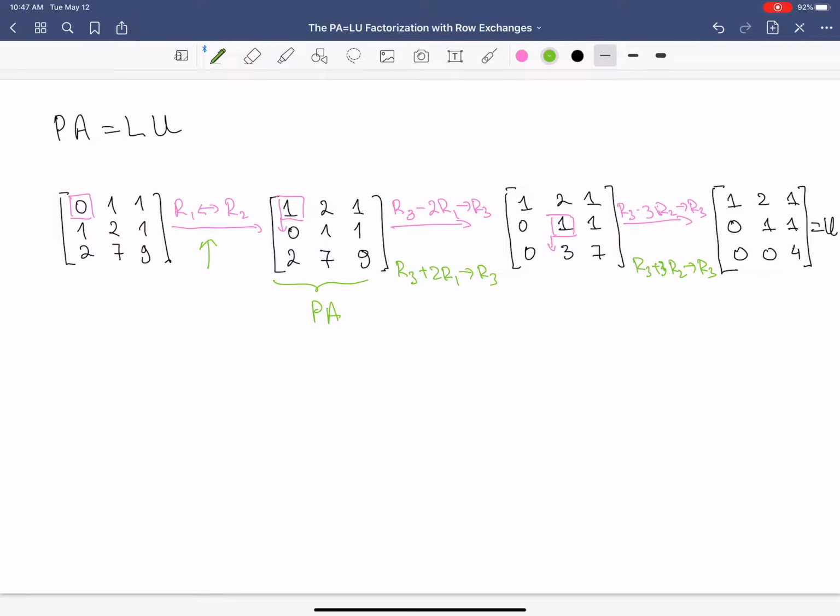By the way, the matrix P in question is just applying that operation, R1 exchanges with R2, onto the identity matrix, and what you will get is 1, 0, 0, 1. So the first and second rows of the identity matrix are exchanged. This over here, remember, was the matrix A.